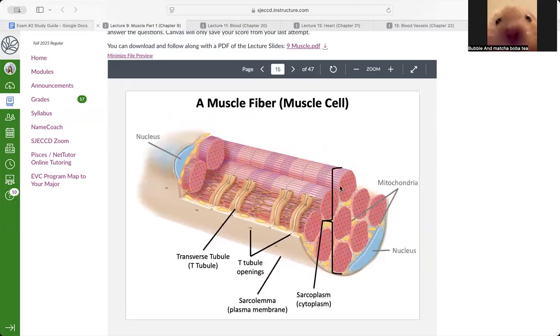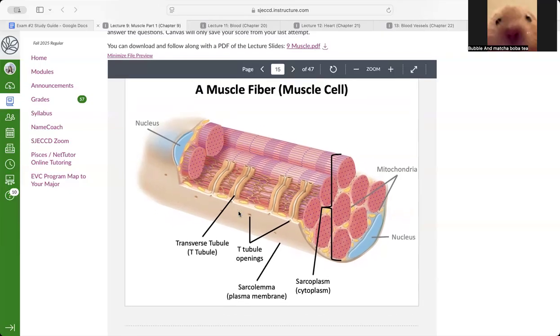Okay, let's go through the parts of it now. It's made up of very different parts. This is the sarcolemma, kind of like the plasma membrane. So it's like the outside right here. There's one nucleus and a few mitochondria for energy. The T tubules are these little holes. The middle is the transverse tubule, and the sides are the terminal cisternae. And then there are lots of mitochondria, but the number depends on how much you use that muscle.